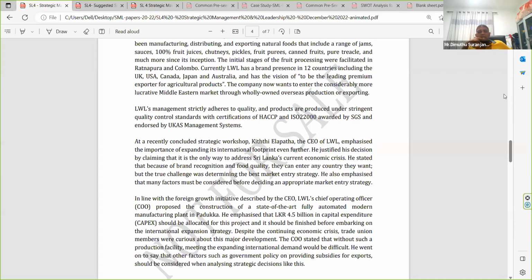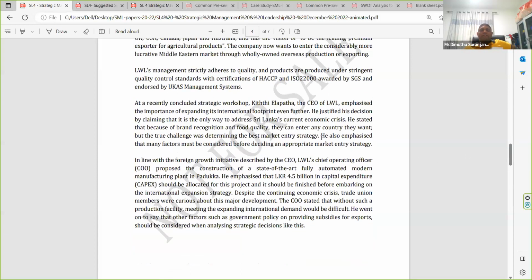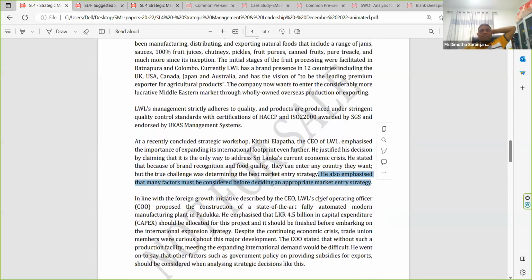He stated that because of brand recognition and food quality, they can enter any country they want. But the true challenge was determining the best market entry strategy. So you have to determine what the best strategy is. He also emphasized that many factors must be considered before deciding on an appropriate market entry strategy. So that's the sentence that connects with the question. If you look at part AC, outline the factors that LWL should examine when deciding on a market entry strategy for the Middle Eastern market. So the sentence is connected with this one.